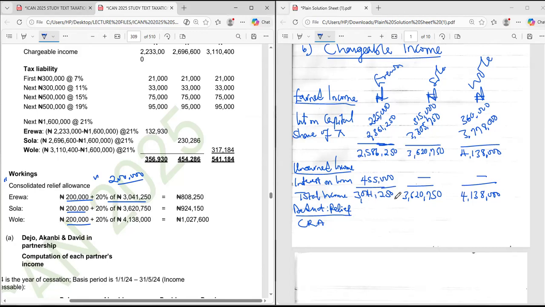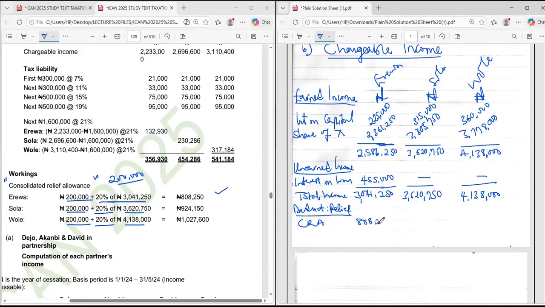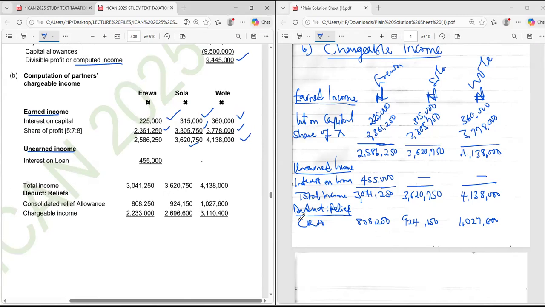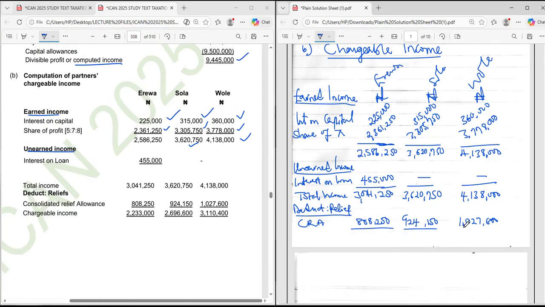So plus what? 20% of the same figure. So they did 20% of what? 304,250 and 20% of what? 36,20750 and 20% of what? 4138. That is the law. Okay. So 200,000 plus 20% gave us this figure. So let's put it there. 808,250, 924,150 and what? 1,027,600. Yes. Plus 20% of this plus 200. You get all those answers. Make sense? Okay. So no challenge. So take it out. You're going to take them out to reduce your business. So we're going to have our chargeable income.